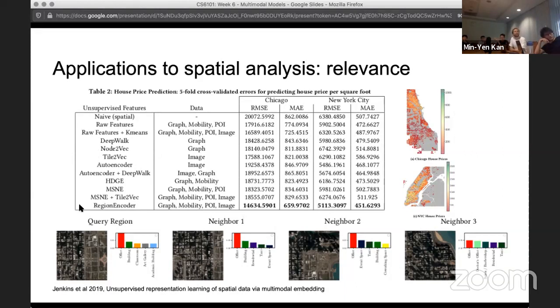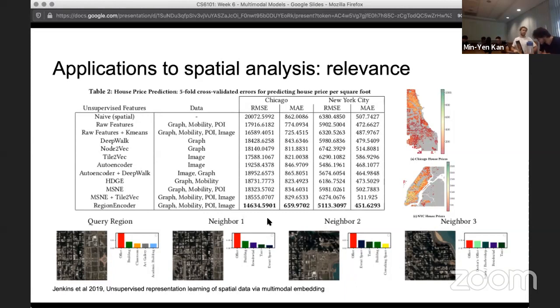And then in this case, what they simply do is regress housing pricing on the region encoder. That's what they produce, what I showed on the previous slide. And then surprisingly, it has a very low root mean squared error. It performs the best for both New York and Chicago.